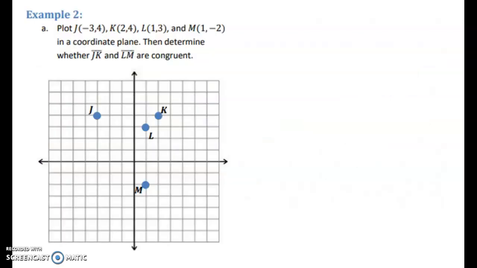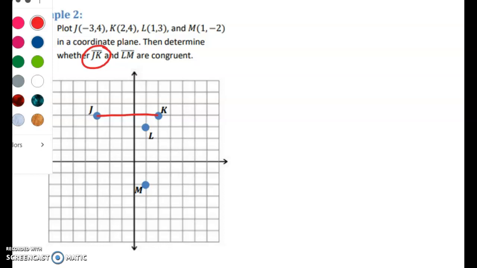All right, so example 2 says to plot the points. I already plotted them for you just to save time. So they're already plotted, but it does say determine whether segment JK. So let's go ahead and connect J and K so they are a segment.